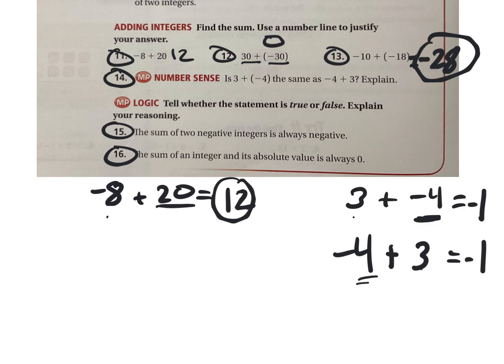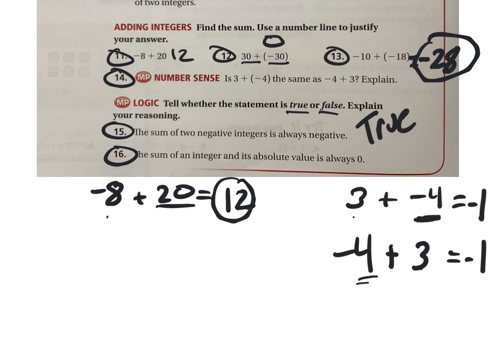Let's look at a couple of logic questions. Tell whether the statement is true or false. The sum of two negative integers is always negative. Now, we know that to be true. And why is that true? Because you take the absolute value of both of them and always include the sign. So it's always going to be a negative sign.